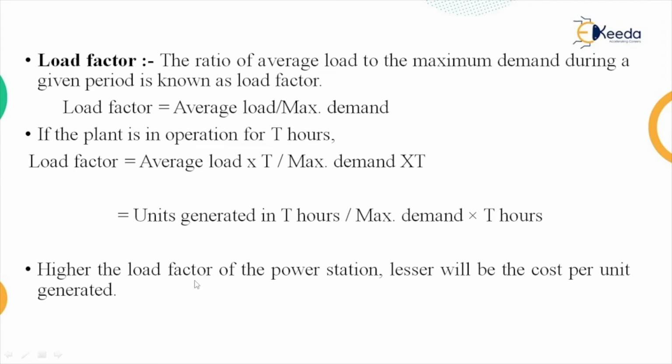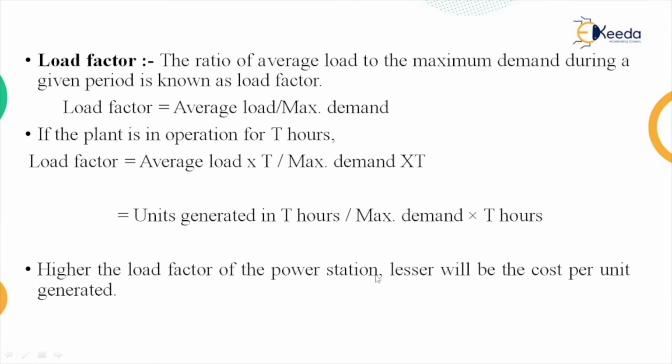So the higher the load factor of the power station, the lesser will be the cost per unit generated. To get the lesser cost, we have to keep the load factor as high as possible. When the load factor is higher, the maximum demand will be lower, and then the plant is capable of fulfilling the given load. Hence we require a higher load factor, and the cost per unit generated will be less.